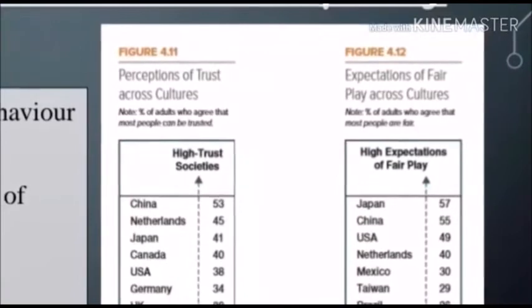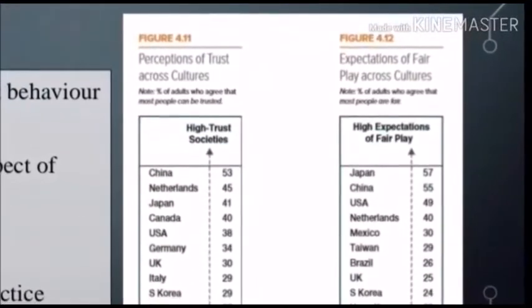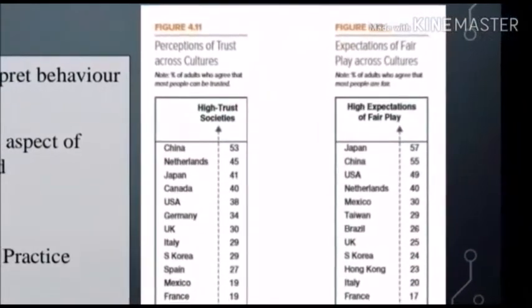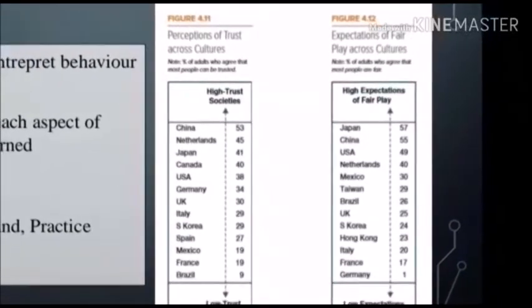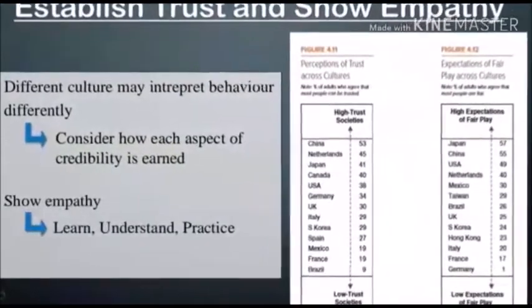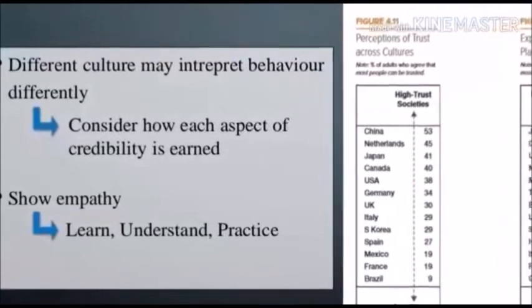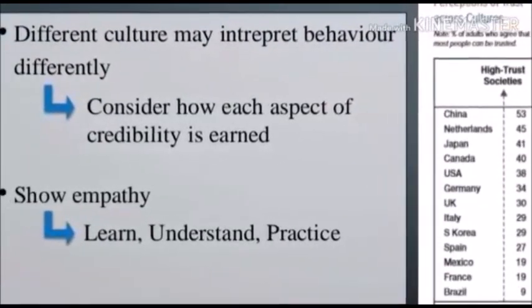As you can see in figures 4.11 and 4.12, the belief that most people are fair or can be trusted may be less prominent than in North Africa, while China is more conditioned to trust. To simplify, showing empathy is the best way to gain trust. It includes learning the other culture, understanding it and trying to practice it.